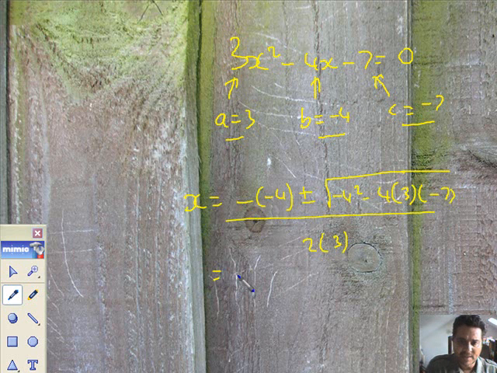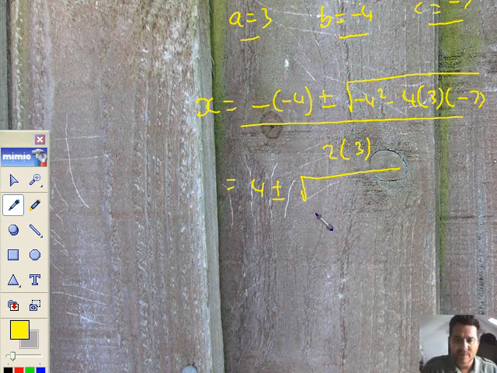Alright? So minus 4 becomes 4. Plus or minus the square root of, let's just work this little bit out. Well, minus 4 squared is 16, isn't it? So I've got 16 straight away, and I've got 4 times 3 is 12, but it's negative 12. Minus 12 times minus 7, I believe, is plus 84. So I've got 16 plus 84 equals, oh, look at that, root of 100.